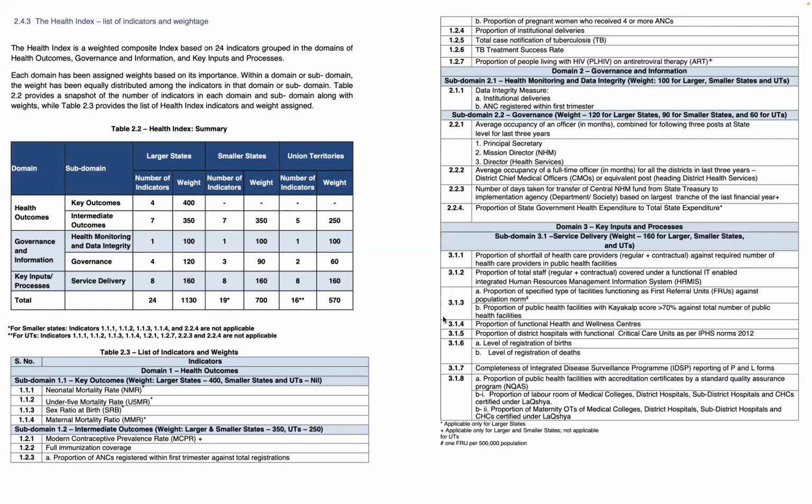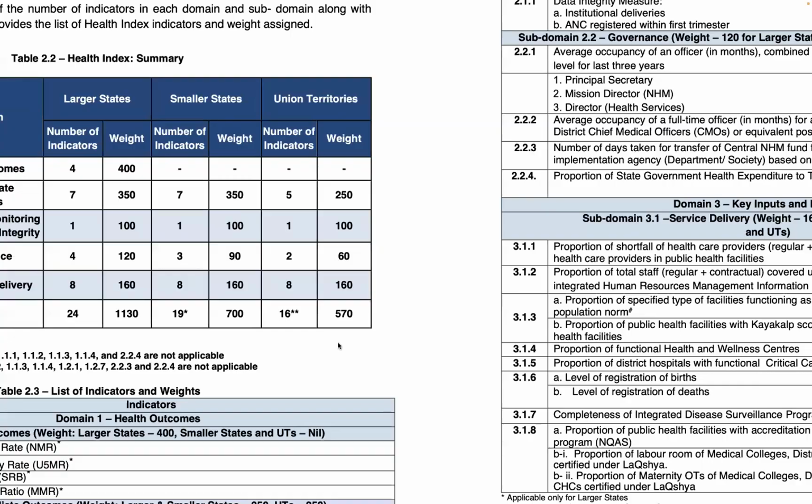And the weight is 20 each. It means 160, 8, 160, 7, 350, 5 each, 1 each, 3 each, 30, 90. 4 is the number of indicators, weight is 120. Number of indicators 3 for smaller state, 90. Number of indicators 2, 60. How we are getting it? What we are doing is, these all are the indicators. Just zoom it. Go up.